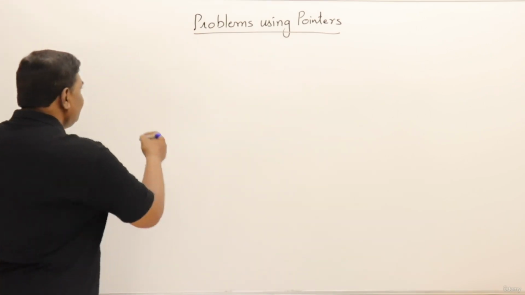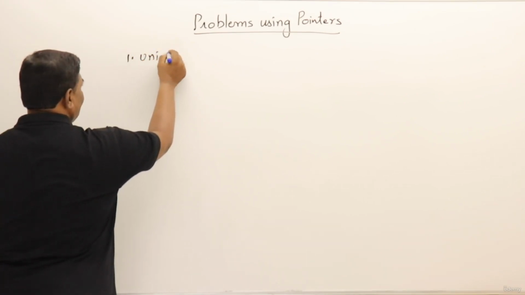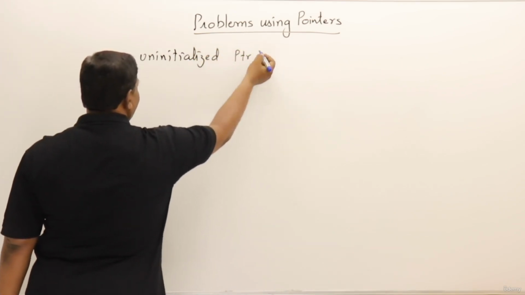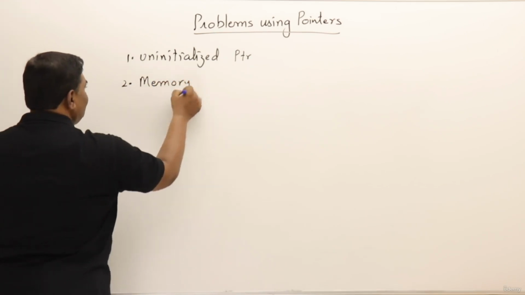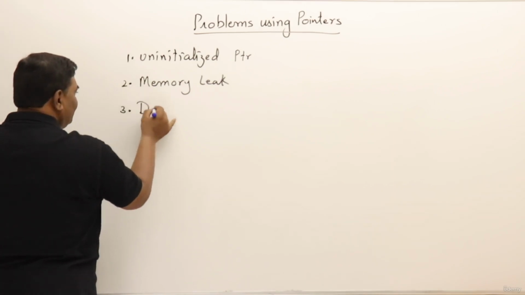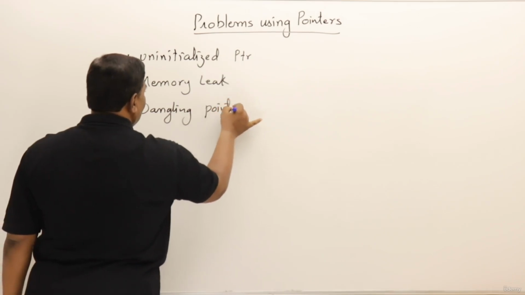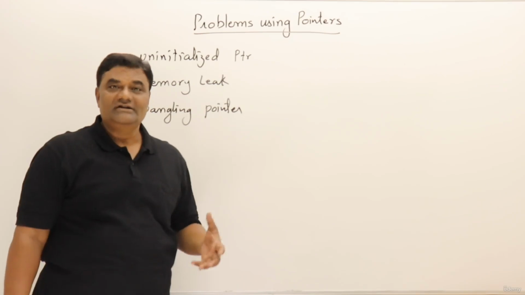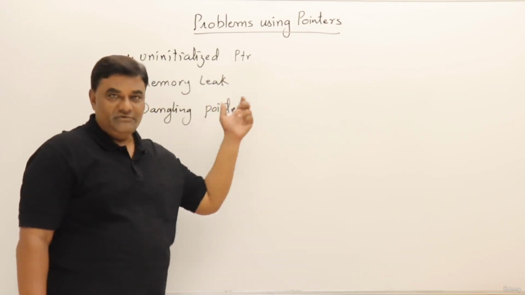Let us see. The first type of problem is uninitialized pointers. Uninitialized pointer, PTR, I will write. The second one is that a pointer may cause a memory leak. And the third type of problem is that we may have dangling pointers. These are the three commonly known problems. Mostly these problems are caused due to the negligence and carelessness of a programmer. Let us see the first one.